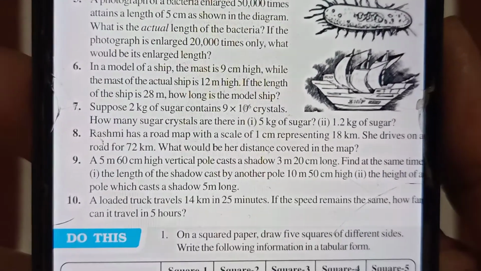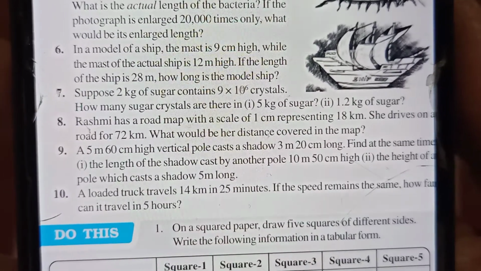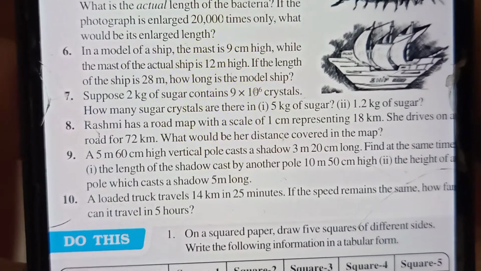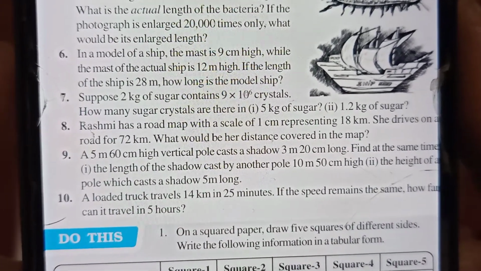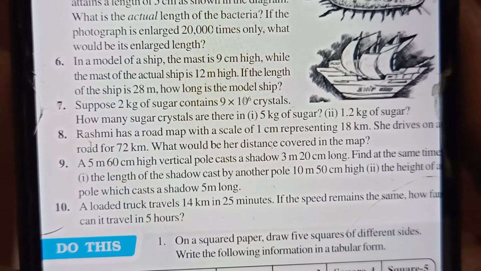Class 8, taking up questions on direct variation. Question number 7 we are taking up now. Suppose 2 kg of sugar contains 9 into 10 to the power of 6 crystals. How many sugar crystals are there in case 1, 5 kg, and case 2, 1.2 kgs?